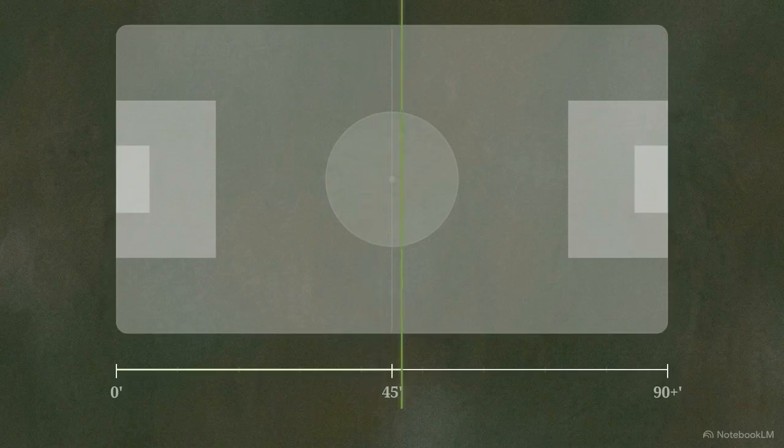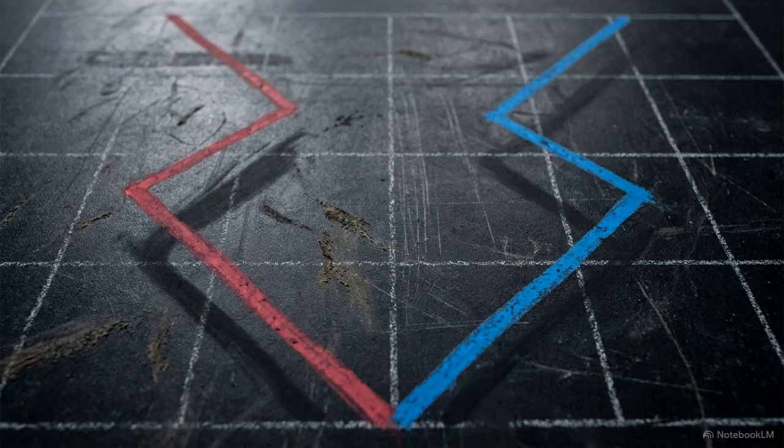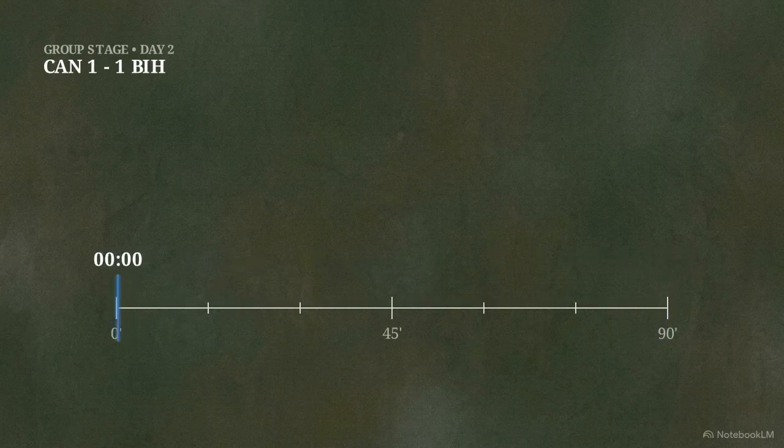By plotting isolated micro-events onto this axis, we strip away broadcast visual noise, revealing the underlying structural geometry of both fixtures. Mapping these two matches side by side uncovers two highly distinct, mathematically deliberate pathways to securing points on the global stage. Resetting our tactical timeline to the opening whistle, we begin with Canada.